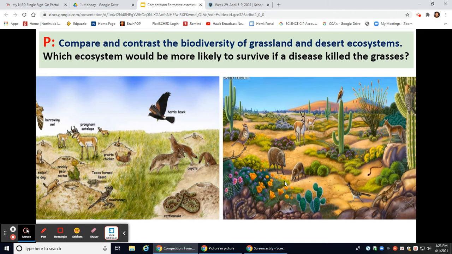Let's compare and contrast the biodiversity of a grassland and a desert ecosystem. Which ecosystem would be more likely to survive if a disease killed the grasses? So, if grasses were wiped out in a grassland, a desert ecosystem would be more likely to survive if the grasses perished, because you have more of a variety of producers here than you do in just the grassland.